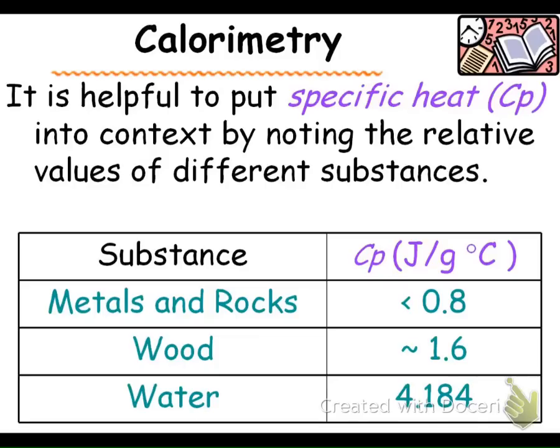So it's helpful to look at some context of specific heat in terms of relative substances, and that's also what we're going to be studying in the lab. So specific heat of metal and rock is less than 0.8 joules per gram degree Celsius. So think about how fast metal and rock heat up. If it's got a low specific heat, it heats up very fast, and it actually also cools down very fast.